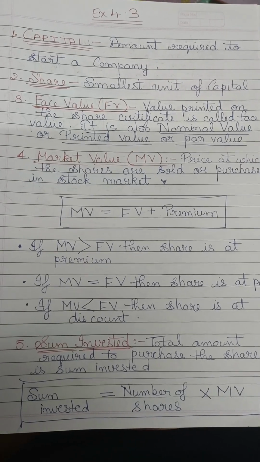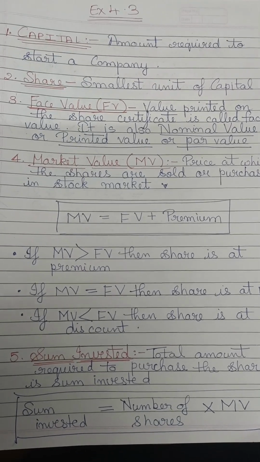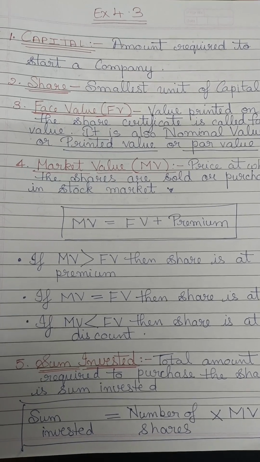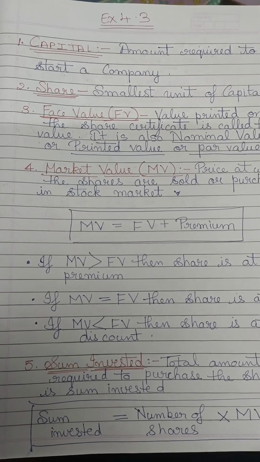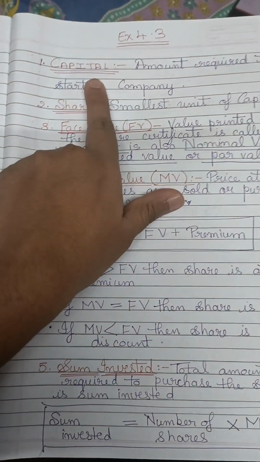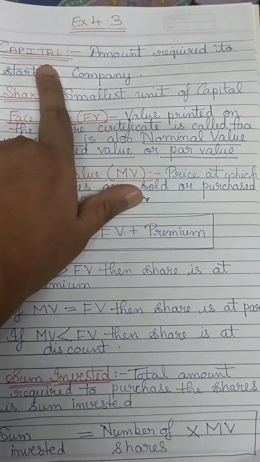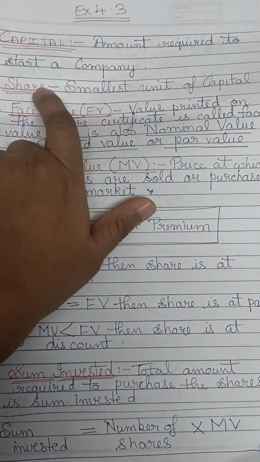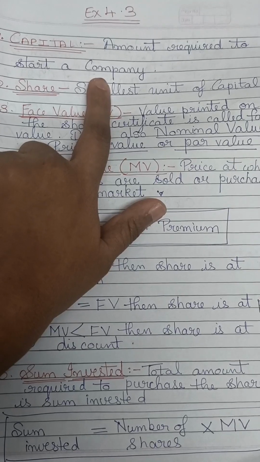Today we will see 4.3 exercise. But before that, let's see some concepts which are needed for 4.3 exercise. First is capital. What is capital? The amount required to start a company.